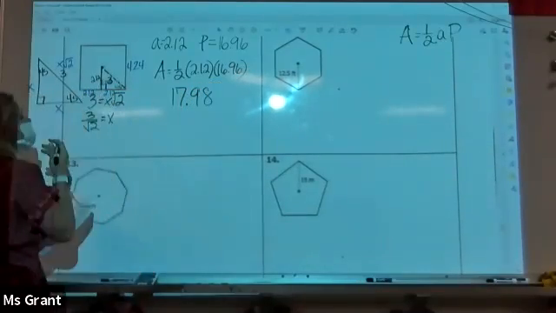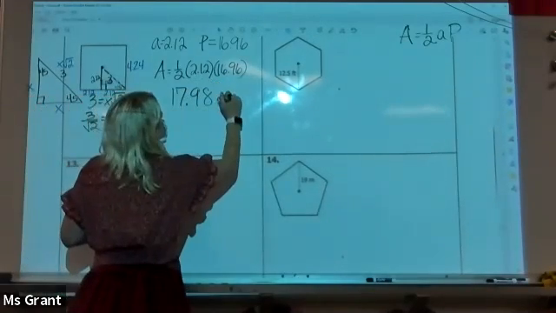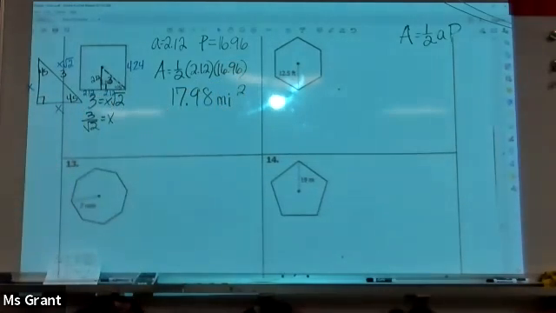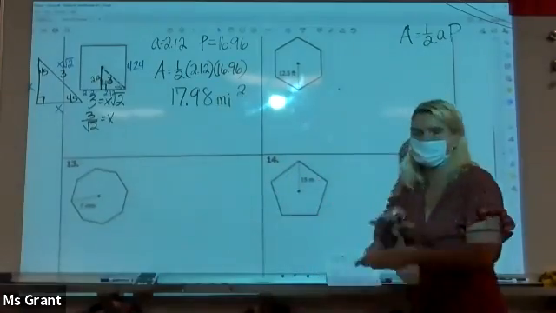It's not milliliters, I know the photocopy is not so good. It's in miles squared. The area of this square is 17.98, pretty much 18 square miles.